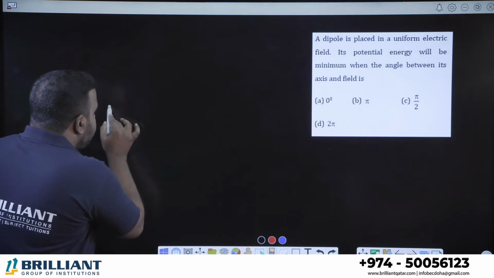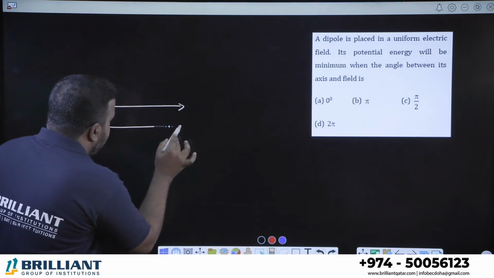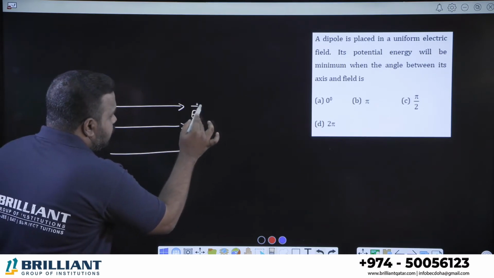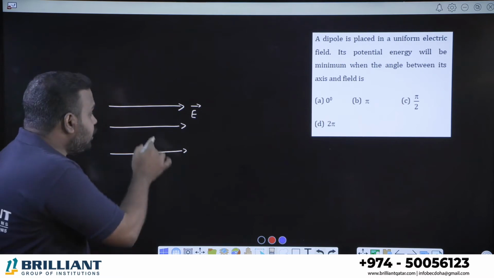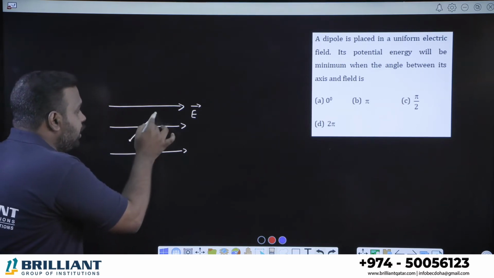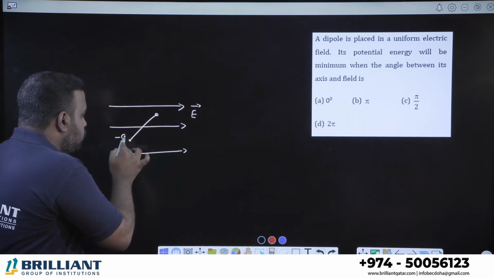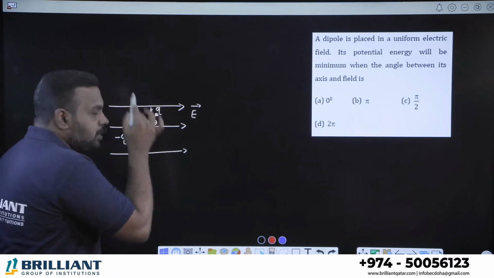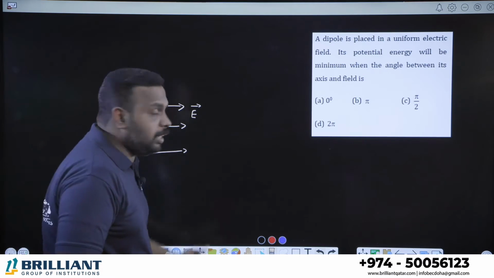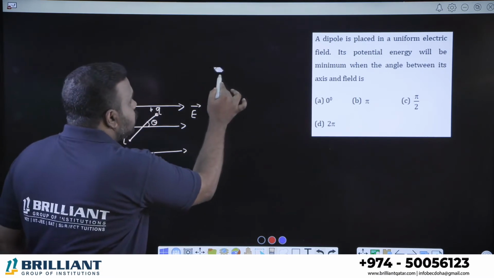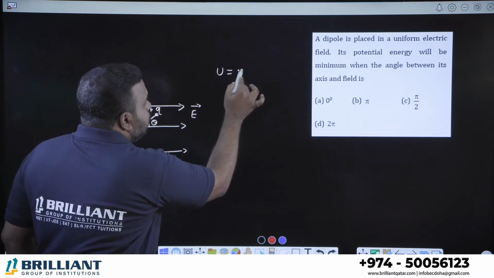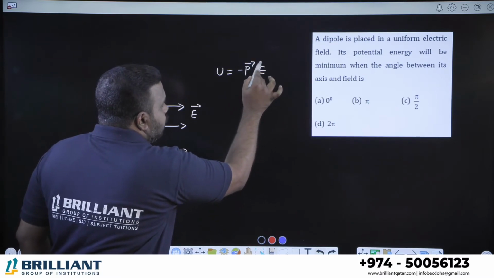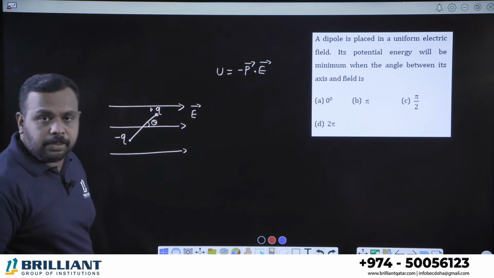If there is a uniform electric field like this, you can see the electric field is directed towards the right. In this uniform electric field, we are going to place a dipole consisting of two charges, minus q and plus q. Theta is the angle between this dipole and the electric field, then we have a formula for the potential energy. What is it? U is equal to minus P dot E, right? This is the equation for the potential energy.